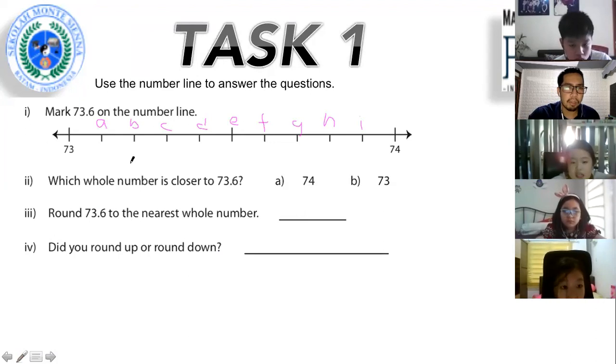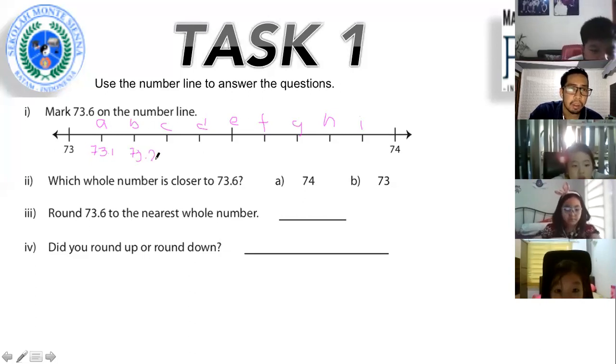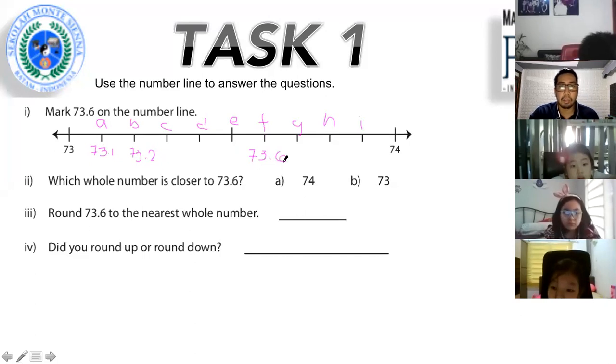So between 73 and 74, there are several decimal numbers here. The first one is 73.1. Then here we have 73.2. If I continue this, this means 73.1, 73.2, 73.3, 73.4, 73.5, and then on letter F, we have 73.6. If your answer is F, therefore it's correct.